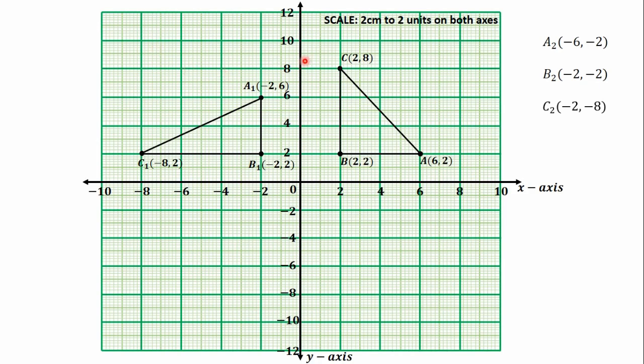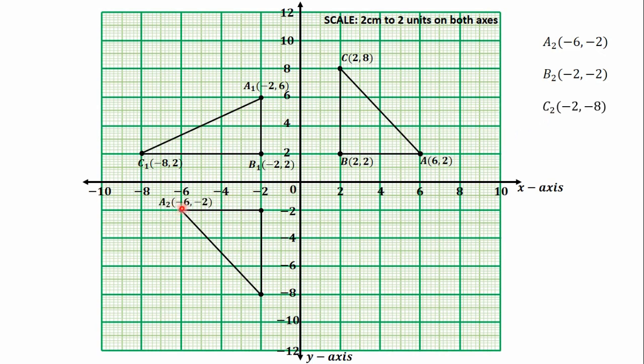Let's go back to our graph sheet. We now have triangle ABC, which is the initial triangle we drew, and triangle A1, B1, C1, which is the image of triangle ABC after we rotated it through a 90 degrees angle in the anticlockwise direction about the origin. Now we are going to draw triangle A2, B2, C2. The coordinates of A2 are minus 6, minus 2. So minus 6 on the x-axis and minus 2 on the y-axis. That will be here. The coordinates of B2 are minus 2, minus 2. So minus 2 on the x-axis and minus 2 on the y-axis. That will be here. And the coordinates of C2 are minus 2, minus 8. So minus 2 on the x-axis and minus 8 on the y-axis. That will be here. We now join them to form the triangle A2, B2, C2.